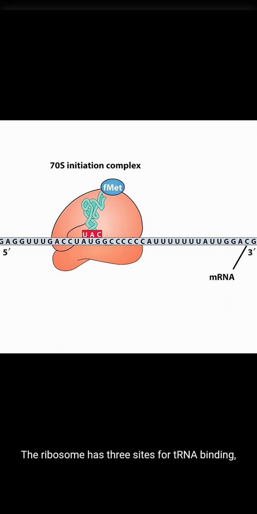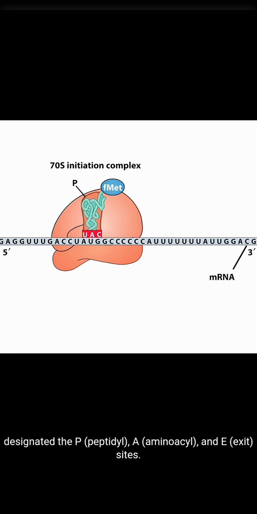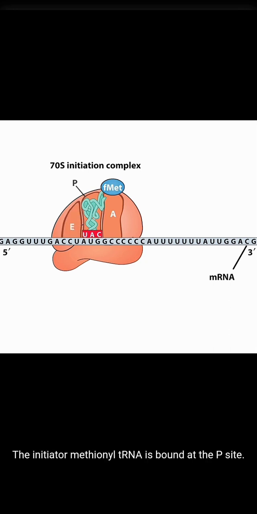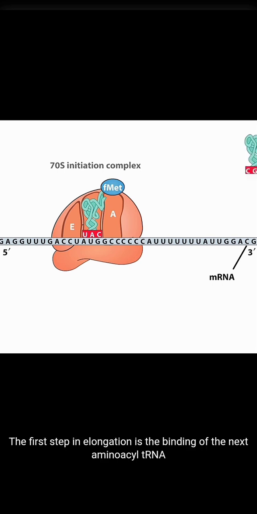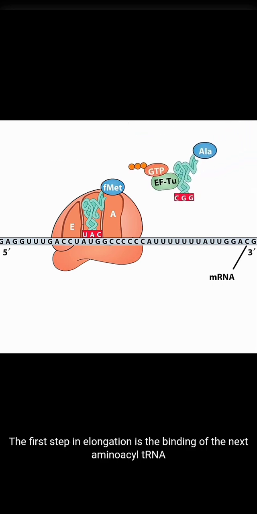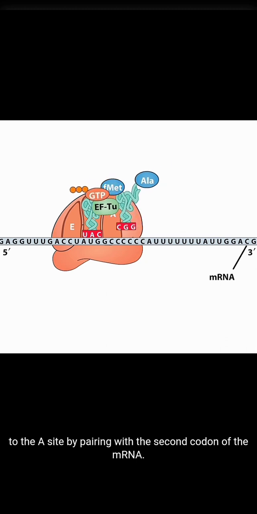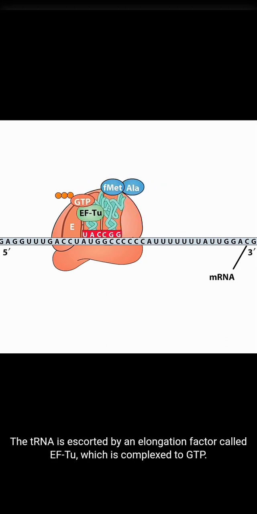The ribosome has three sites for tRNA binding, designated the P (peptidyl), A (aminoacyl), and E (exit) sites. The initiator methionine tRNA is bound at the P site. The first step in elongation is the binding of the next aminoacyl tRNA to the A site by pairing with the second codon of the mRNA. The tRNA is escorted by an elongation factor called EF-Tu, which is complexed to GTP.